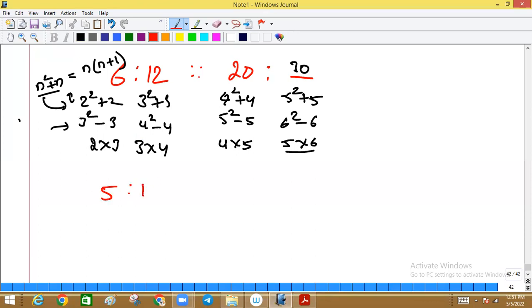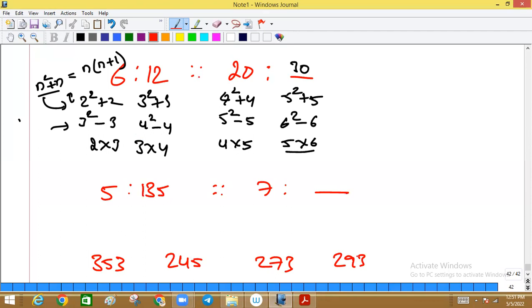It's not very difficult. 5, 135. Similarly, 7, how much? Your options are 353, 245, 273, 293. Obviously, 5, 135. Is it a multiple? Yes or no? Obviously, check in terms of multiples. If you're not getting it with multiples, then you have to check with small number, big number. 5 is the small number, 135 is the big number. So you check with multiples, or if you're not getting it with multiples, you have to check with squares and cubes. Yes or no? Okay.